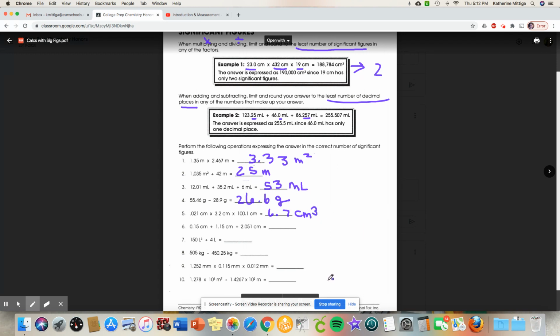We have addition now. So fewest number of decimal places, which is 2, 2, and 3. So we want 2 decimal places. 0.15 plus 1.15 plus 2.051.